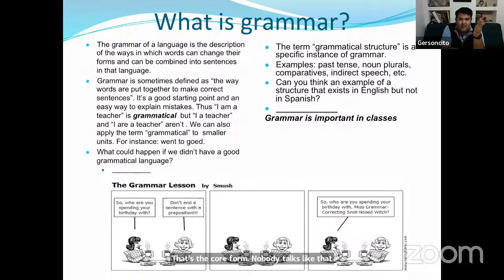Es un ejemplo como en español. ¿Me pudieras dar permiso? Nadie habla así. ¿Me das permiso? See the difference? Okay. No, don't worry about that.